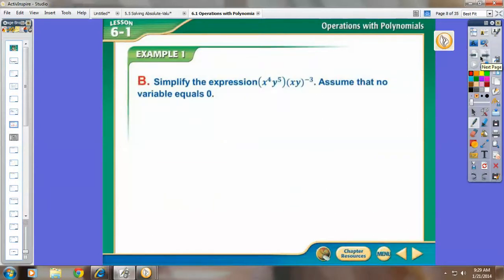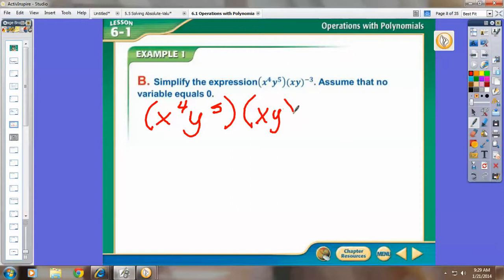How about this one? I know it's tough to see. It's kind of small. So we have x to the 4th, y to the 5th, times xy to the negative 3 power. Copy these examples down, guys, because they're good examples that can help you with your assignment.